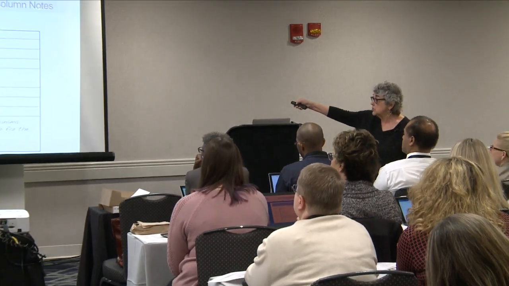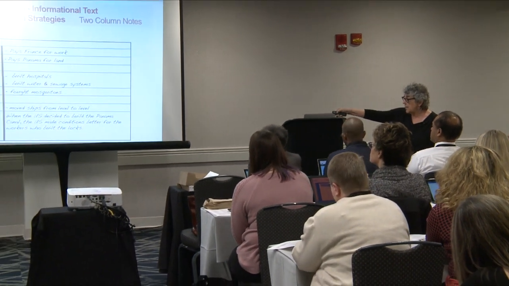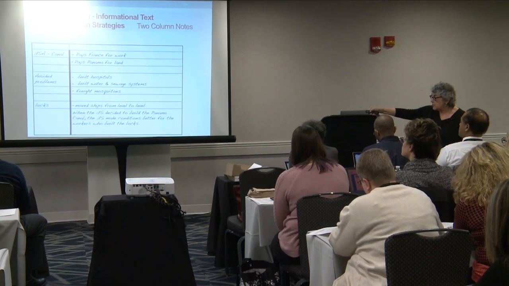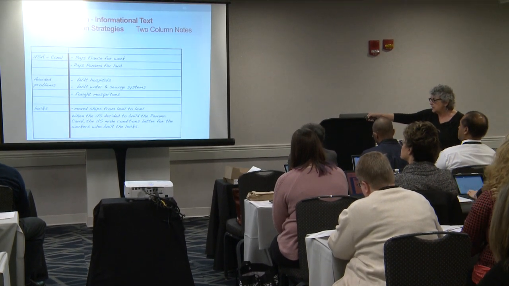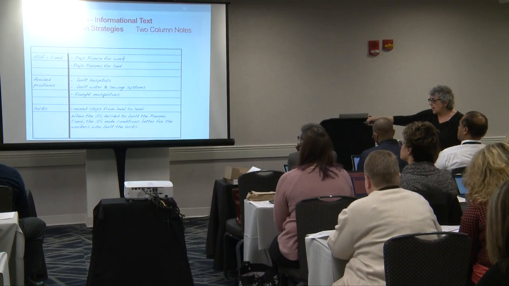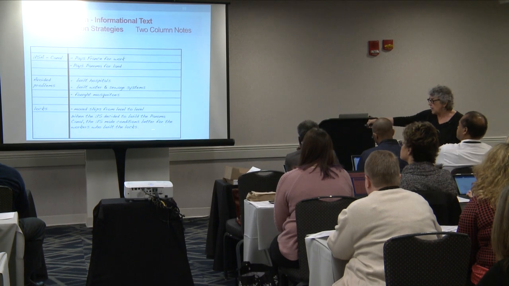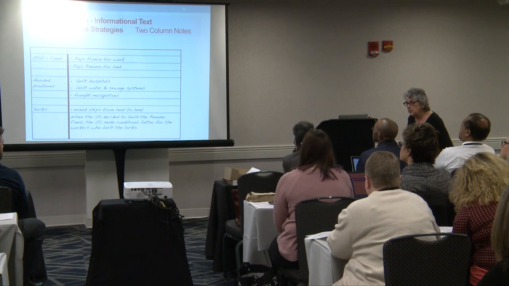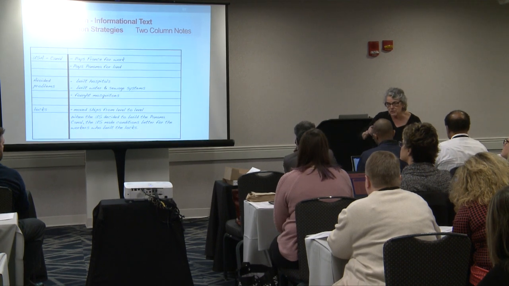We can also teach them how to take notes. The best research on note-taking is Cornell Notes, two-column notes, where you write down, if you're reading a book, the topic and the details that relate to it. For that paragraph, the next paragraph, topic and detail, and then before you leave the page, you stop and write a summary.